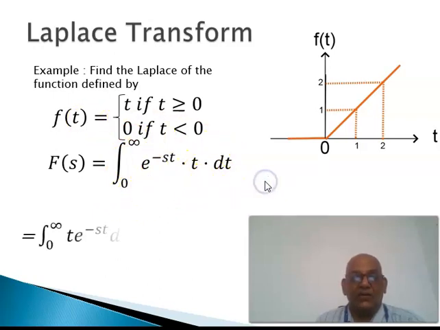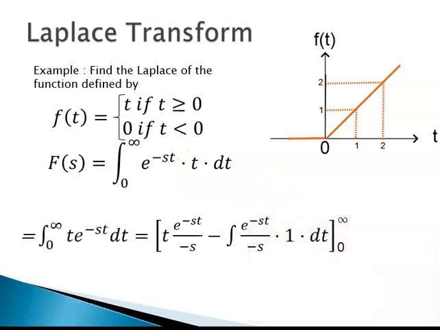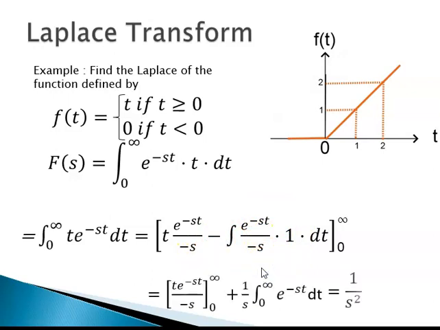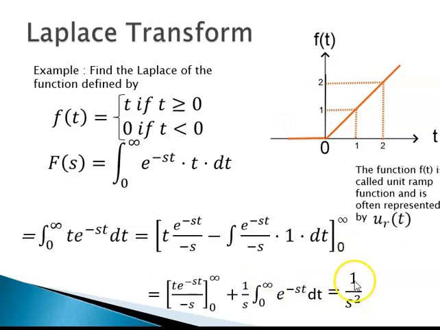And with that, you will evaluate the integral by integrating by parts. You have this t times e power minus st by minus s, minus the whole thing multiplied by the derivative of t, and thus you have the integral evaluated to 1 over s square. So F(s) is 1 over s square. This function f(t) is called the unit ramp input.